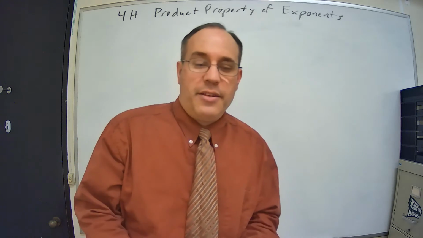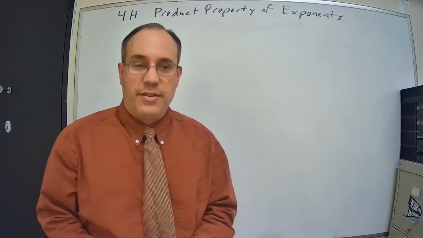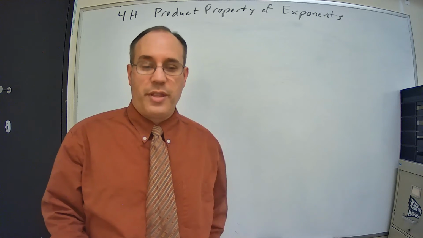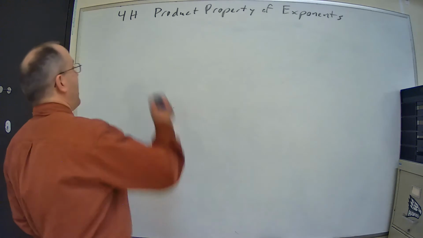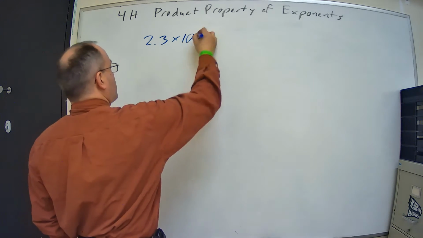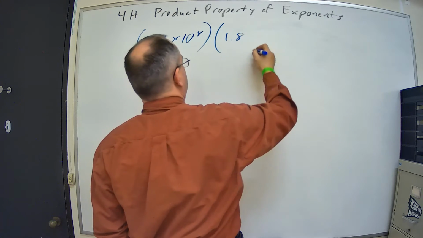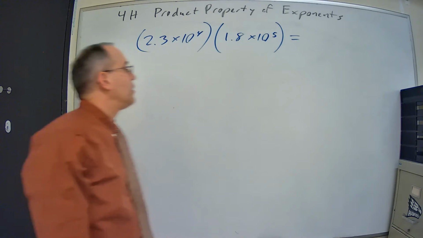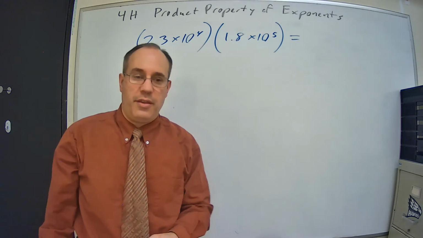So let's apply this to scientific notation. I know you don't enjoy scientific notation, but this is something that's going to make it much easier to work with. What if I have 2.3 times 10 to the 4th times 1.8 times 10 to the 5th?